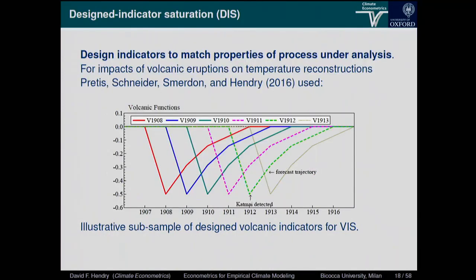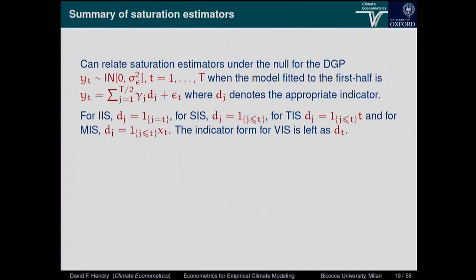Now, with designed indicator saturation, you need to know something about the problem you're studying in order to design them to match the kind of theoretical properties that you will observe. Here we've done that for volcanoes, and they're shaped like the Greek letter nu. It's very successful in finding all the volcanoes from 1200 AD to the present, and then you can use that to correct the temperature reconstruction measurements that are produced by dendrochronologists.